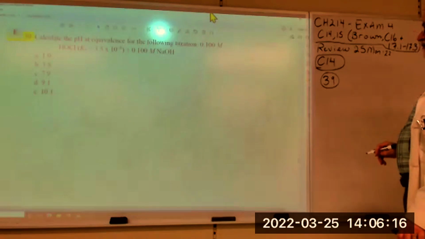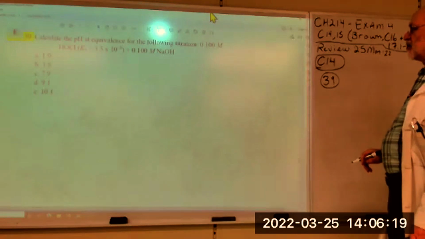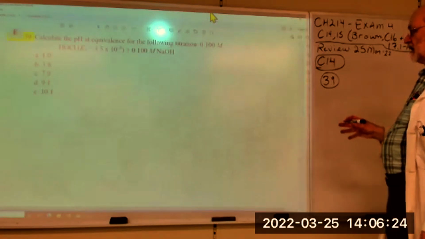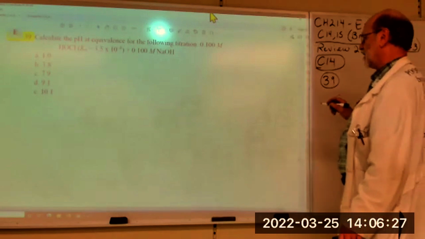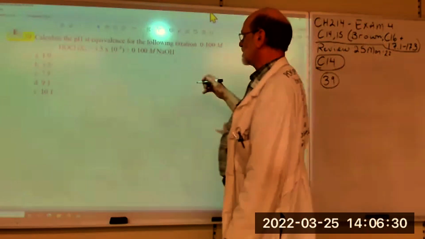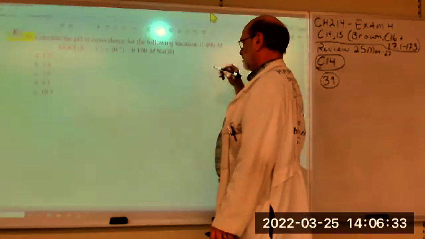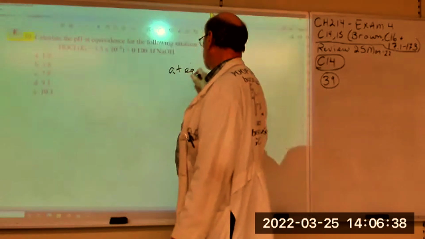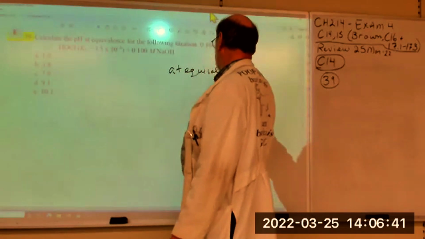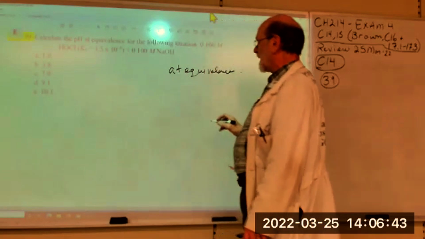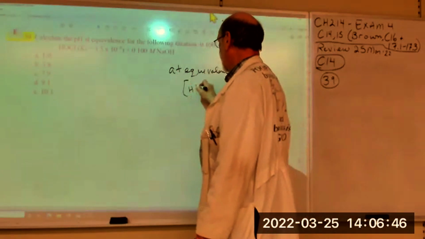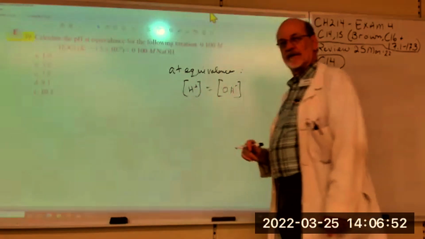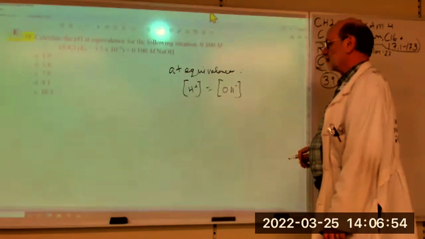Calculate the pH at equivalence for the following titration: 0.1 molar HOCl, 0.1 molar sodium hydroxide. At equivalence. Okay, let's see. What do we have here? I'm going to move over here and write some of this stuff. So at equivalence, what do we have? We have hydrogen ion equal to hydroxyls. That's what equivalence means.